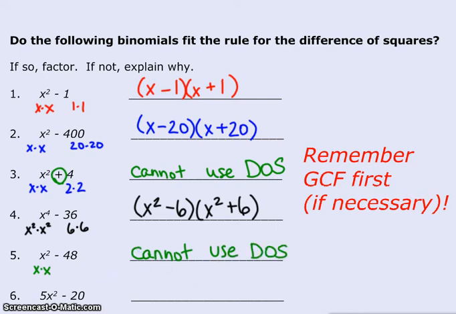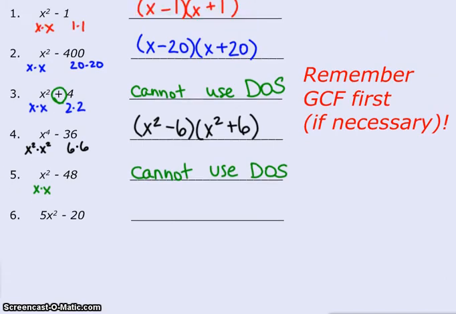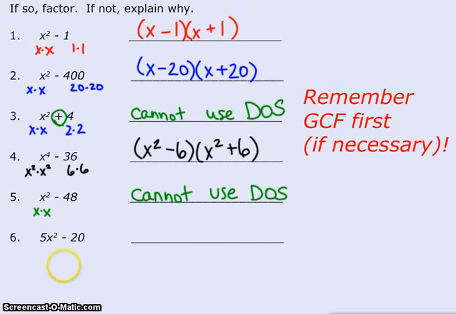And last but not least, if you take a look at the hint, it says remember to do GCF first if necessary. Anytime we factor, the first thing we have to look for is the greatest common factor, every time. And what I notice is that there is a greatest common factor here. And that greatest common factor is 5. So I can actually pull out a 5 and get x squared minus 4. That's a negative sign there.